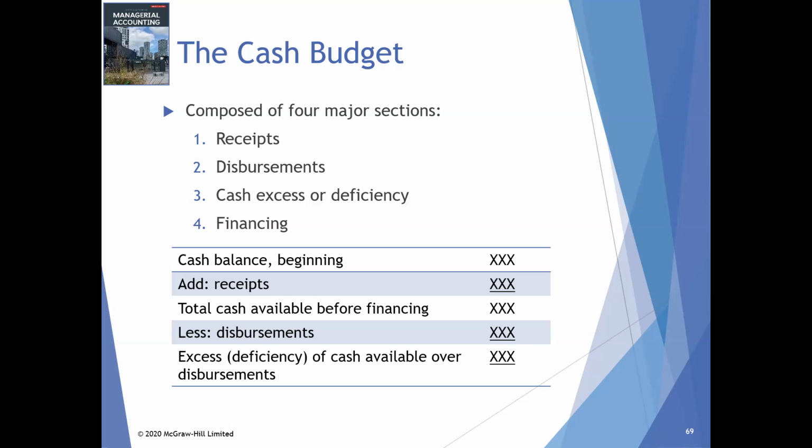It was $170,000. That was the cash collected, right? So now we can say that is the total cash available before financing. Then disbursement means the cash paid.